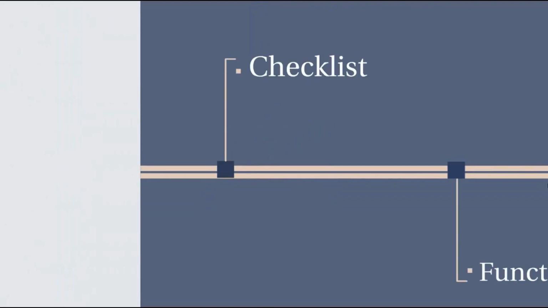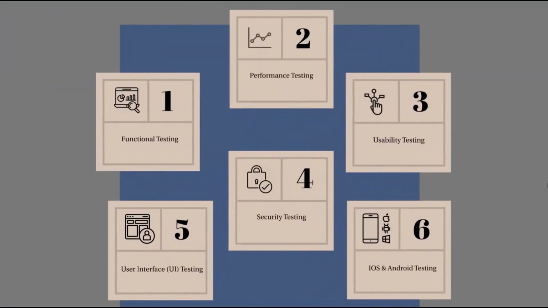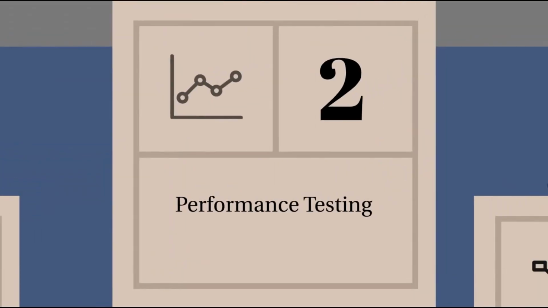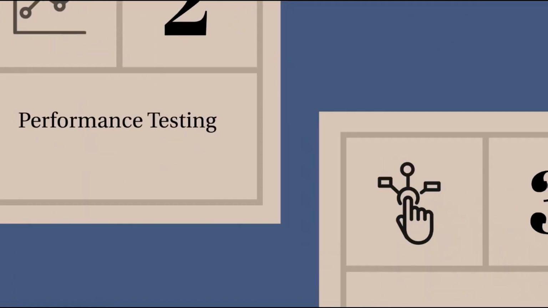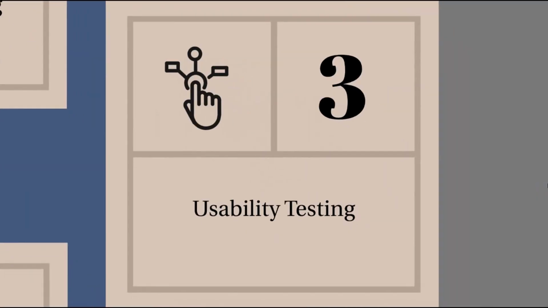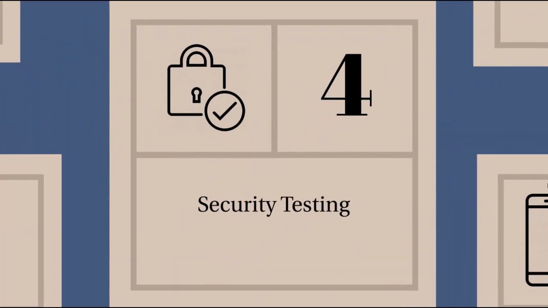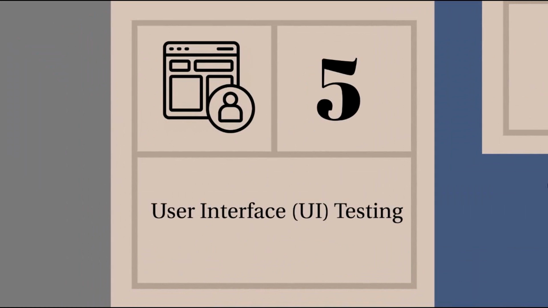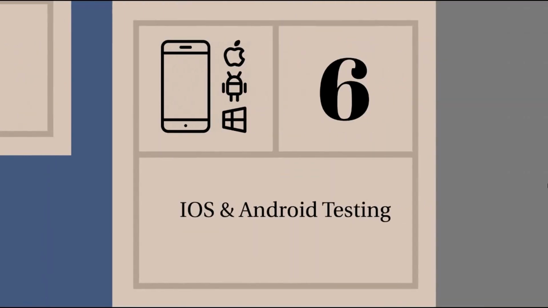The second phase, which is testing functionalities, covered functional testing, performance testing, usability testing, security testing, and user interface testing. And we tested all of these features across various devices, such as Android and iOS, to provide a good testing result.